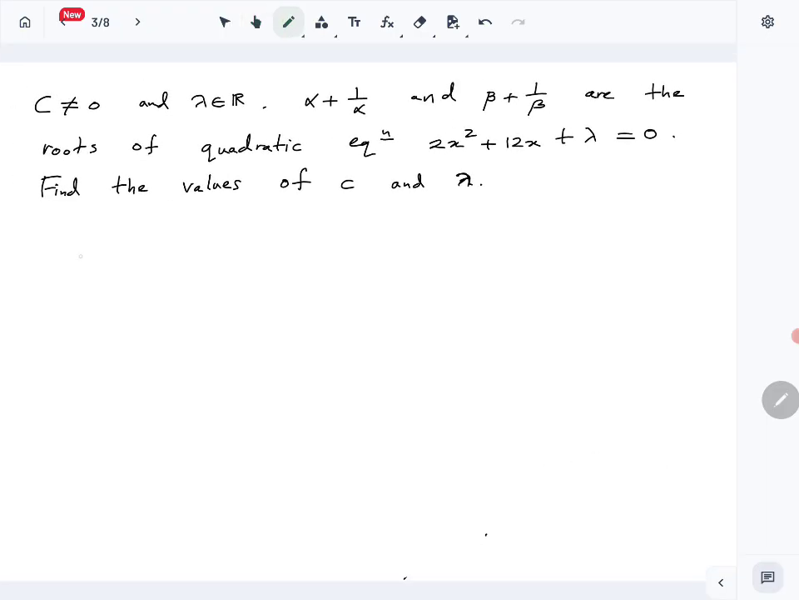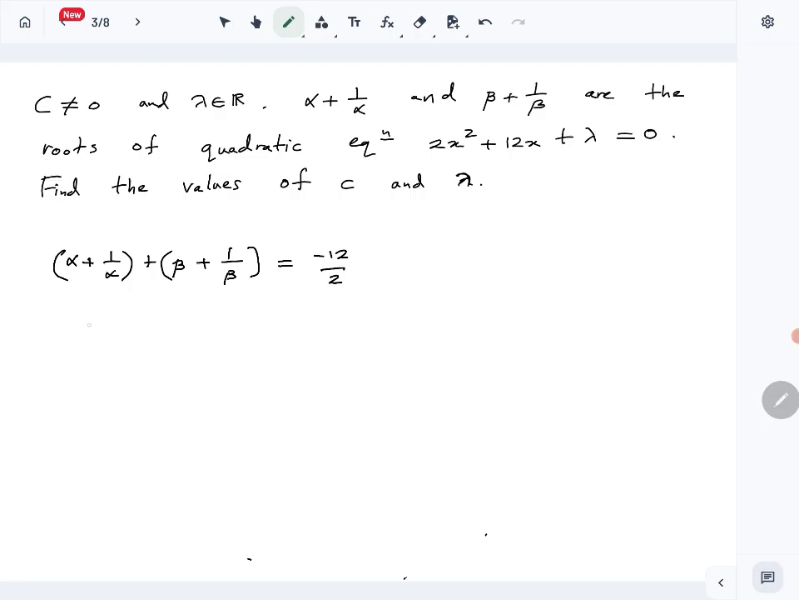So for this given quadratic, we know the roots are alpha plus 1 over alpha and beta plus 1 over beta. So we can write an expression for the sum of the roots. Alpha plus 1 over alpha plus beta plus 1 over beta is going to be equal to what? Minus b over a. So b is what? b is 12. So minus 12, and what is a? a is 2. So minus 12 over 2.